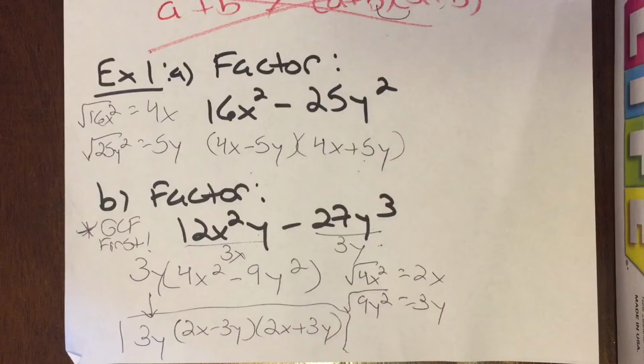And I am done. And again, if I wanted to check, I would just distribute. What I would suggest if you wanted to check this is distribute these first and then bring in the 3y. And remember, it should match your original problem. Okay, so just don't forget to look for GCF first.